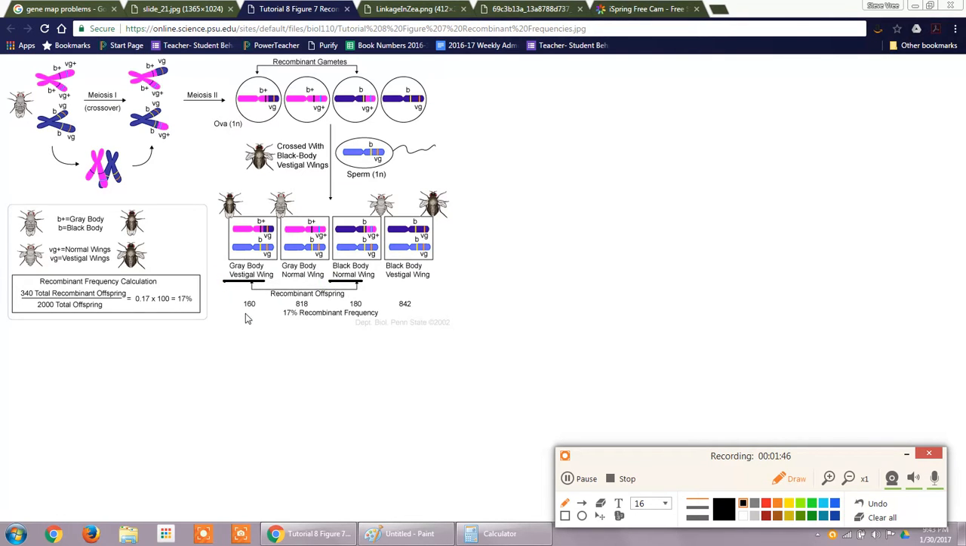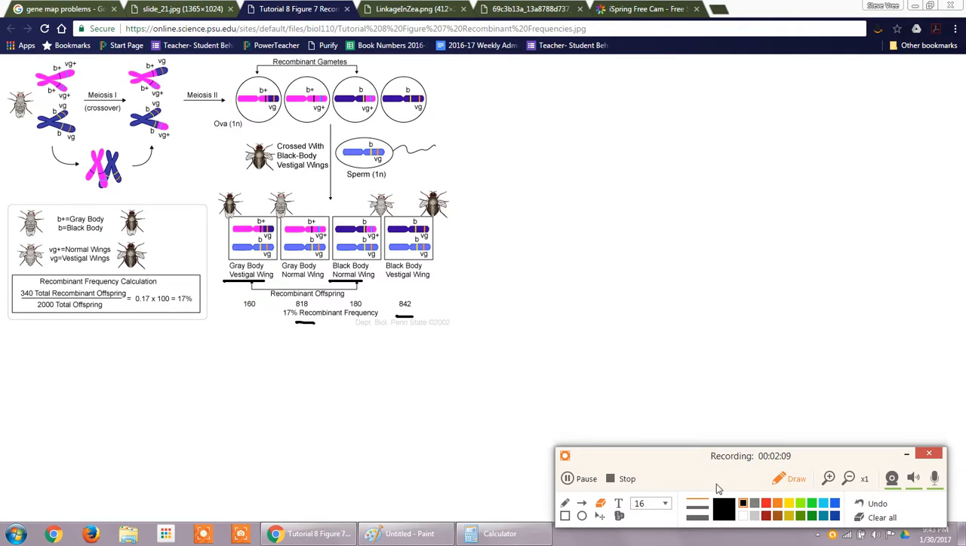And so you'll notice, and the way you'll be able to recognize this in the problems, is that it's not going to come out 1 to 1 to 1 like we would expect. Excuse me, I underlined the wrong one. But it's going to come up in the black body vestigial wing and the gray body. These ones are the normals. They're going to look just like the parents, but these other ones are going to be in a smaller percent.